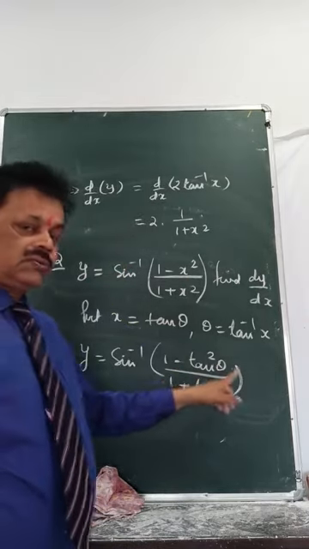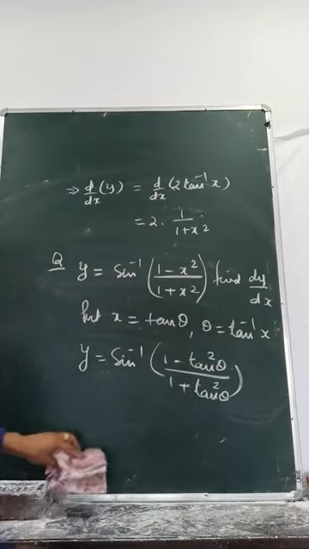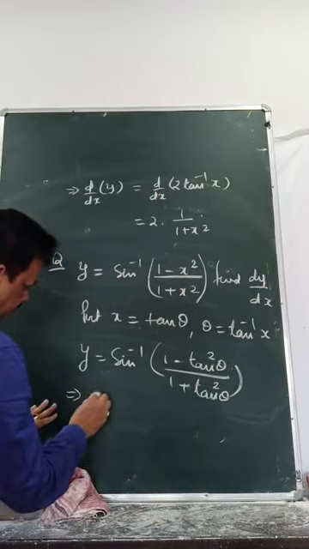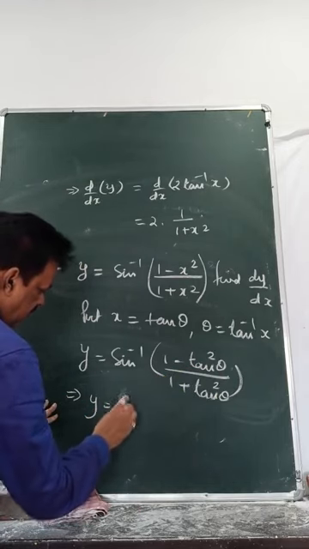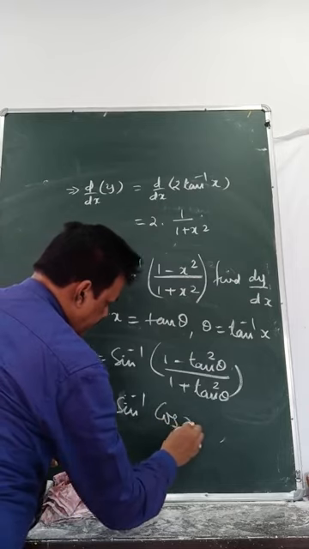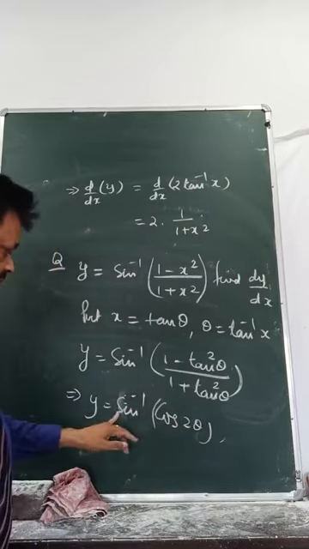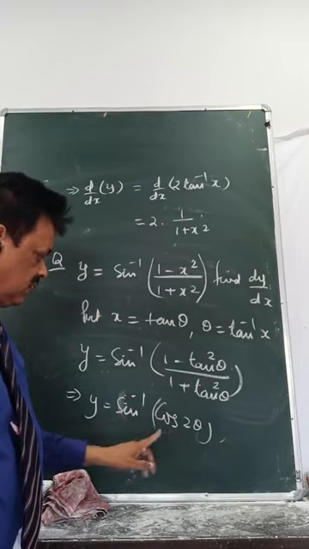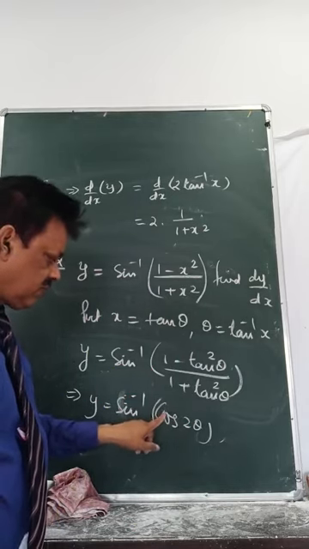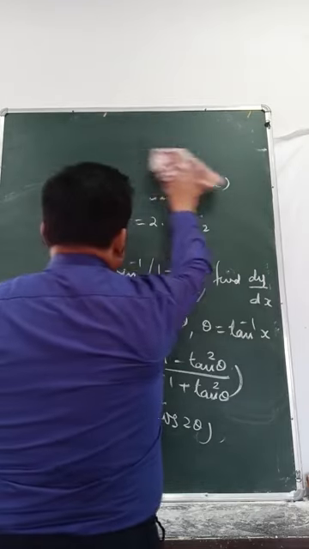Okay, this is what now? This is cos for us. So let's write y equals sin inverse cos 2 theta. This became cos 2 theta for us. Sin inverse cos cannot be cancelled. So we have to simplify cos, we will write in terms of sine. How to write? Now you know there is a formula.